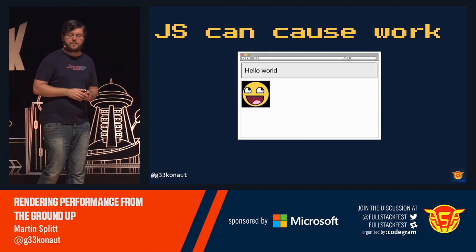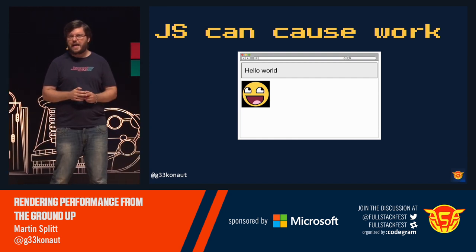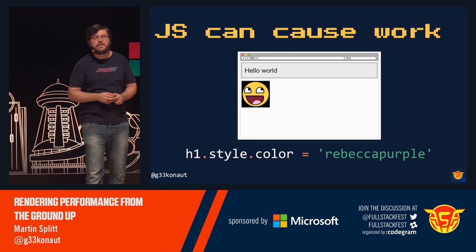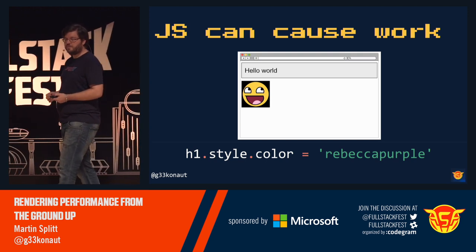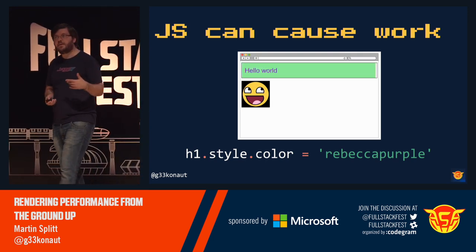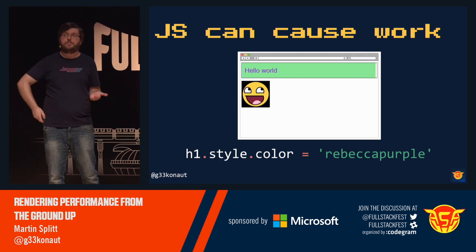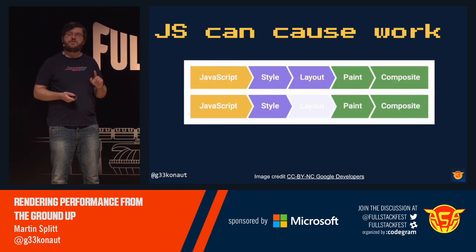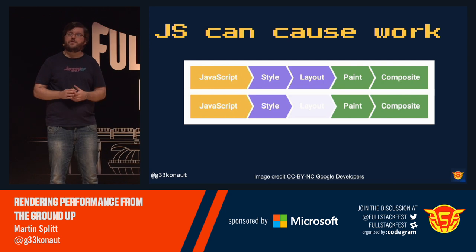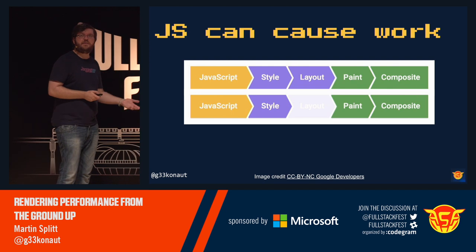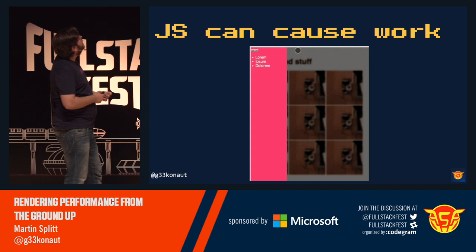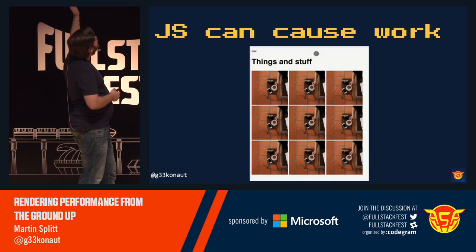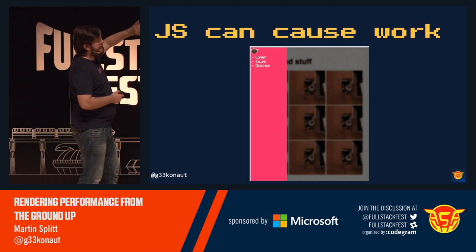But what if our JavaScript does something slightly different? What if our JavaScript says, hey, can we make that text a different color, Rebecca Purple in this case? And the browser goes, sure, in that case, I just repaint the pixels that I have to change, and we're good. That's a bit better, because we have actually skipped a step in the process. We didn't have to move things around, so we skipped this entire expensive layout process and just painted and composited. But there's other examples like this. This menu just slides in without moving anything on the page.